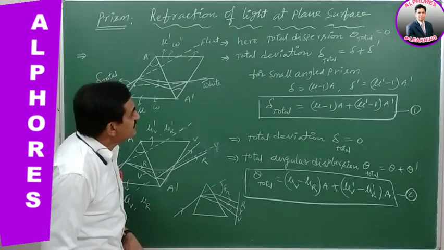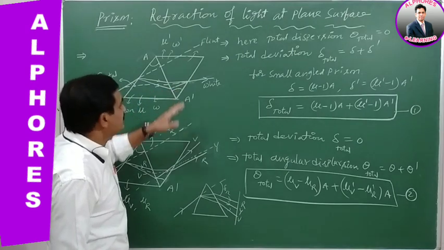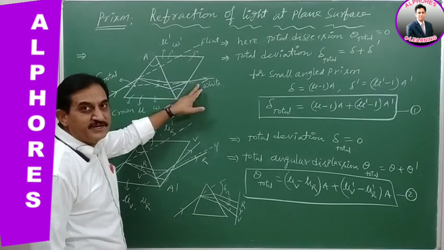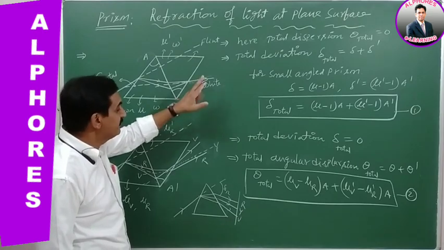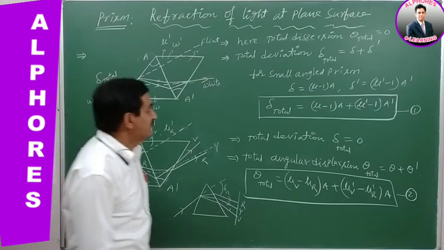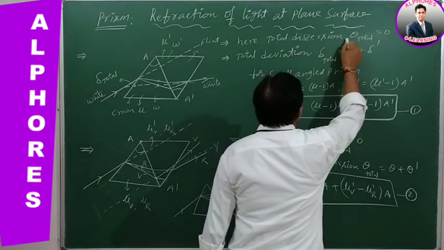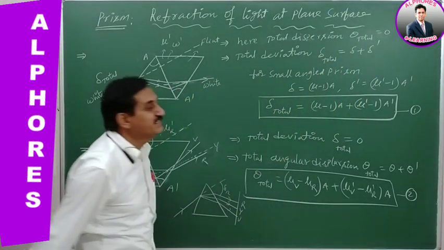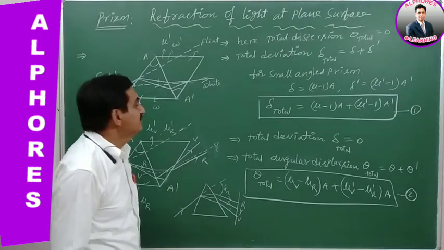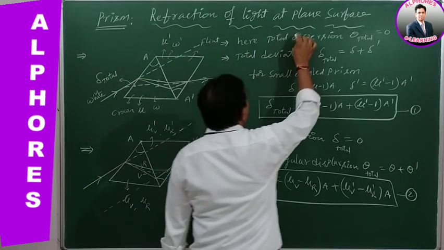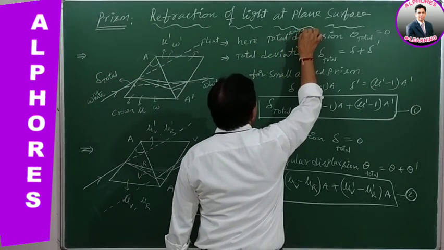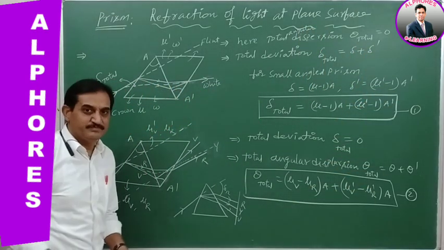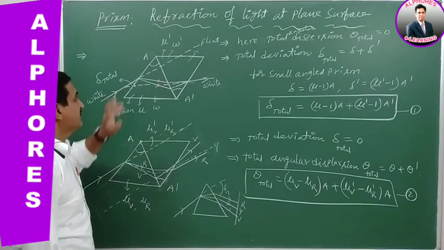Overall, in this case there is no dispersion of light because there are no different or separate colors in the emergent light, it is white light. Therefore, here total dispersion theta total equals 0. Which dispersion? Angular dispersion. Okay. Here total angular dispersion theta total equals 0. But it has deviation, clearly.